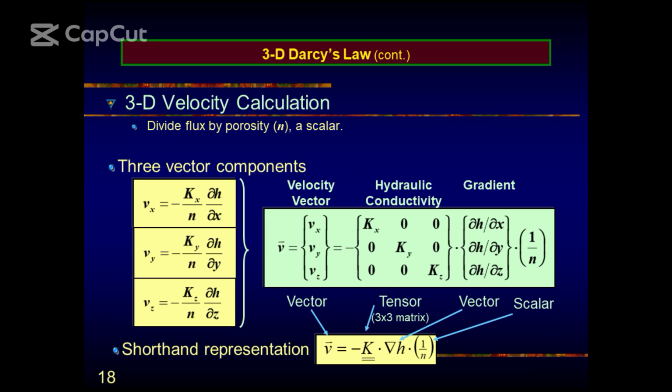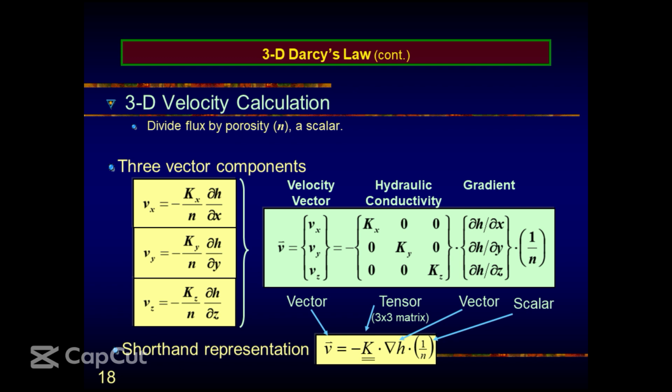Here we have the 3D velocity calculation, where we divide the flux by porosity, which is a scalar, and the vector has three components, as usual: Vx, Vy, and Vz. We have also explained the significance of each of these components, isn't it? That the flow is usually horizontal, and the vertical component is usually neglected because the value is so small, or sometimes it doesn't even exist. Although we are going to expatiate more on that, I think, in the next slide when discussing the transmissivity.